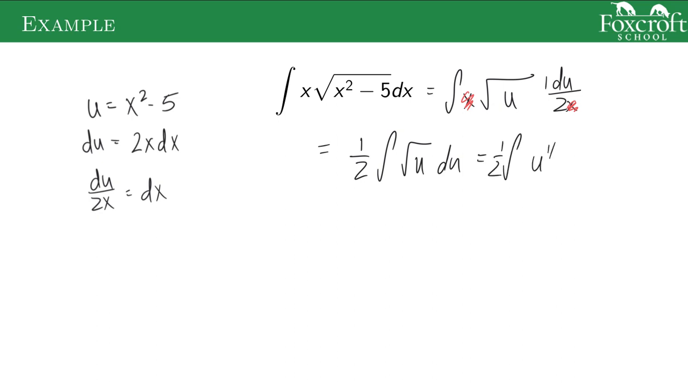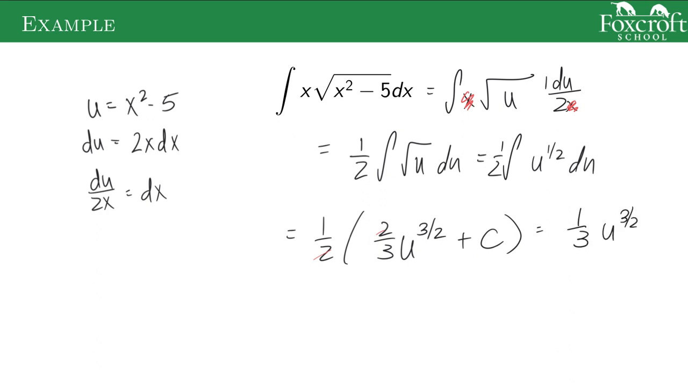For this one, it's helpful to rewrite our square roots as an exponent whenever we're doing derivatives and integrals. So now I know that when I take the antiderivative, I add 1 to the exponent, then divide by that new exponent. And when I multiply, these 2's are going to cancel. It's going to be 1/3 u to the 3/2 plus c.